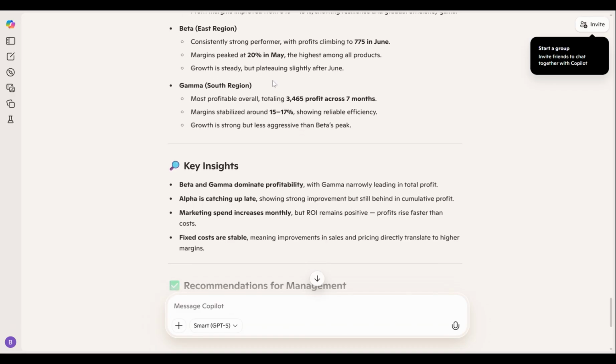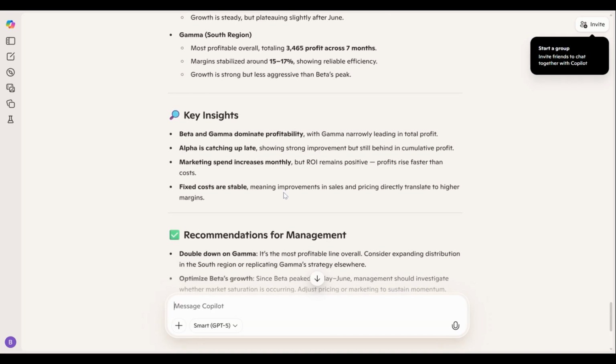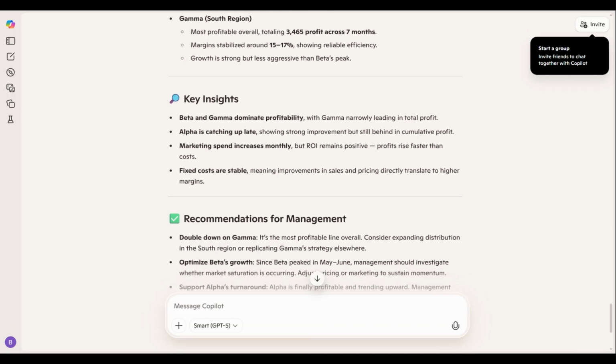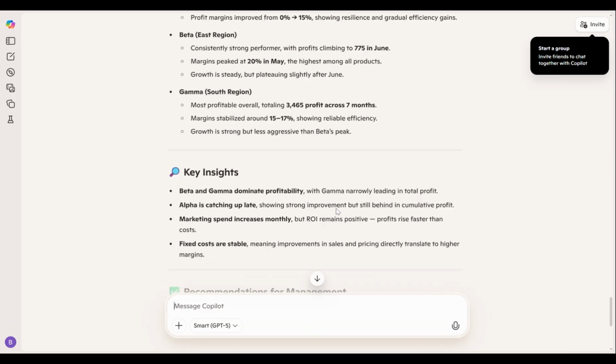Beta in the East region, consistent, strong performer. Profits climbing to $7.75 in June. Margins peaked at 20% in May, highest among all the different products. Steady growth, but plateauing slightly after June. Gamma in the South region, most profitable overall, with $34.65 profit across the 7 months. Margins a little lower, around 15 to 17%, showing reliable efficiency. Growth is strong, but less aggressive than Beta's peak, which was at $7.75 in June.